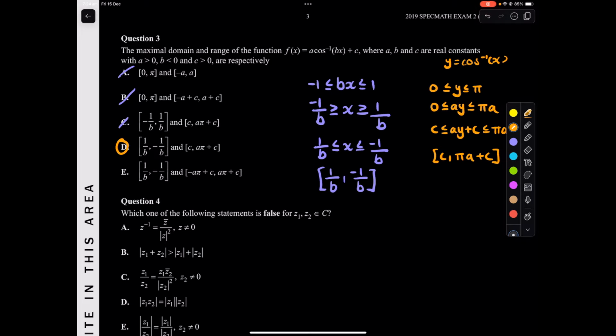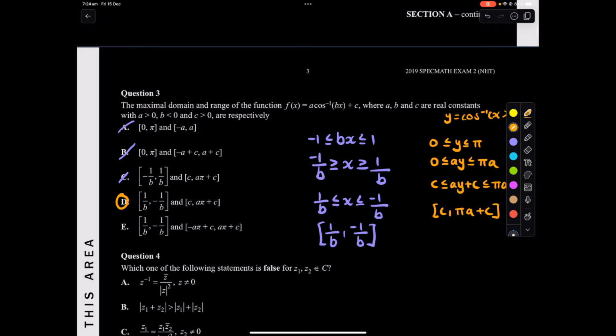Now, we've got this domain. Now you're probably wondering, how do you find the range? Well, let's think. If I was just sketching this, now we have the domain, have a look. I'm going to do a small sketch here. Let's say we're sketching this. What does the graph look like?